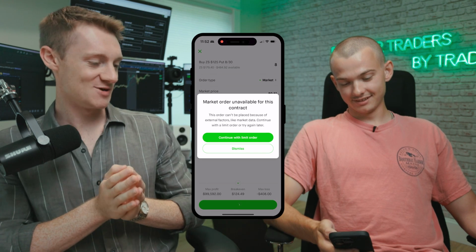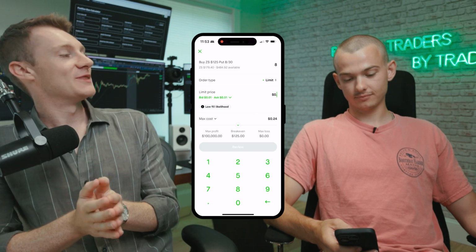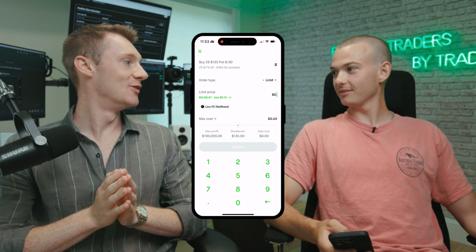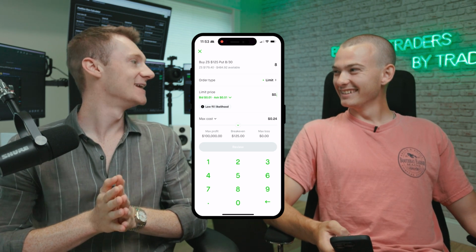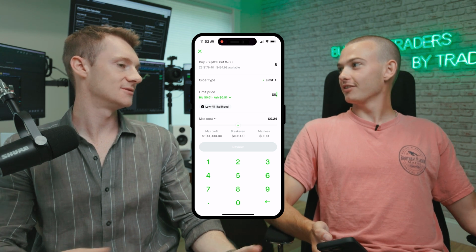Huh, it won't let you place a market order. What does that mean? There's no volume on these contracts. I couldn't see your phone, but you know what that means? No one's trading them. So guess what? If there's no one to sell the contracts to you, you can't buy them.